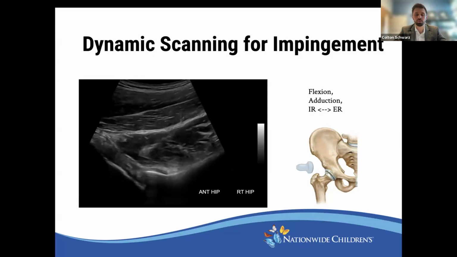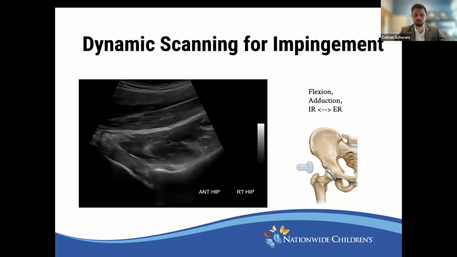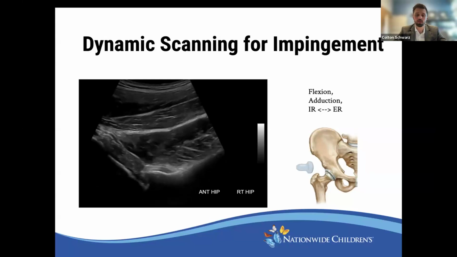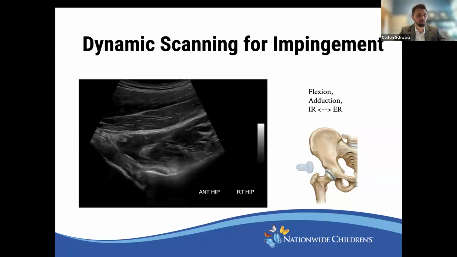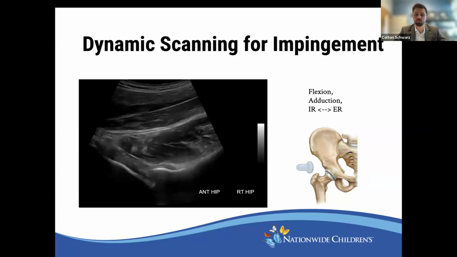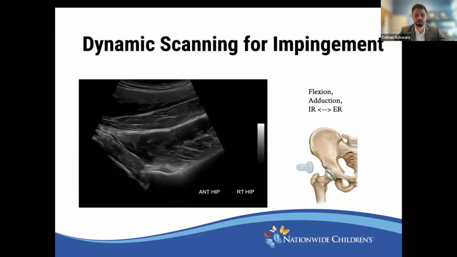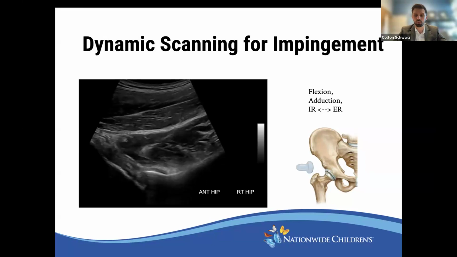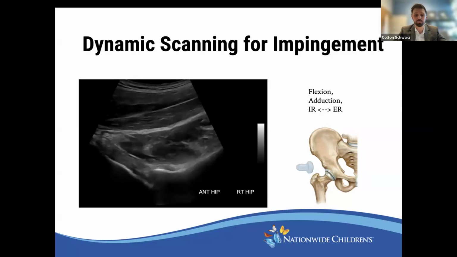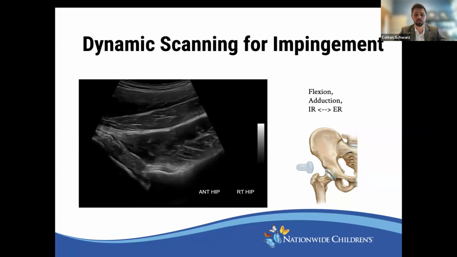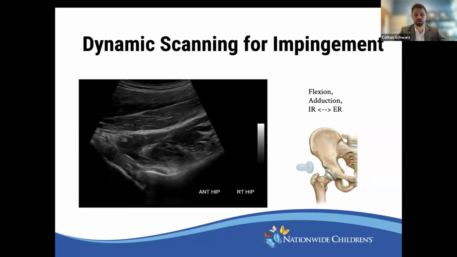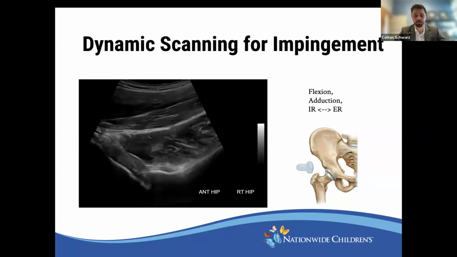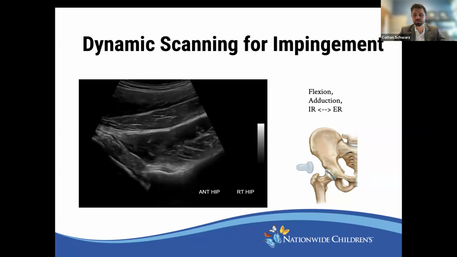So if you do the approach where you're keeping that probe a little bit more lateral, it sometimes can be helpful. In our image here, you can see the cam deformity. However, there's no sonographic evidence of impingement. Additionally, the patient had normal internal rotation range of motion on exam, and had no pain during impingement testing. And so these findings and a lack of history of chronic hip pain suggest that the cam deformity is an incidental finding.